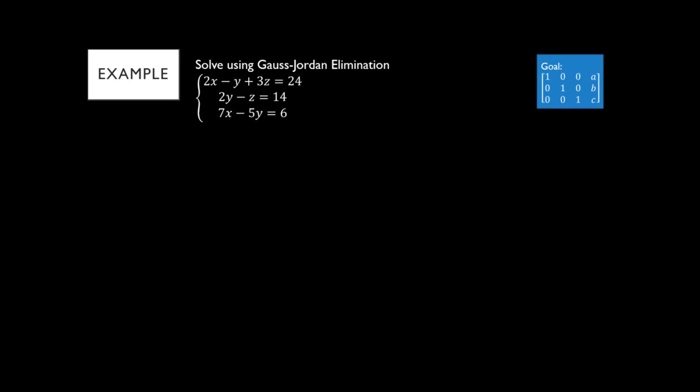let's do 3 variables, 3 equations. We're going to use the Gauss-Jordan elimination here. So I've got 2, -1, 3, and then 24. I've got no x terms, so that's going to be 0. 2, -1, 14. And then we've got a 7x minus 5y, no z term. Bad looking 7. And then that equals 6.